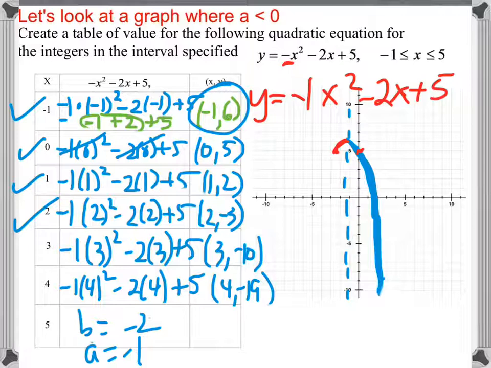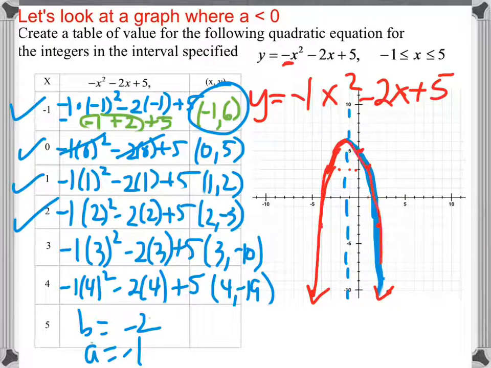So if this next point were 1, 2 right here, that was 2 points away from the line of symmetry, so I'm going to go 2 points on the other side. Okay, so there's that point. Then 2, negative 3, that's 3 points away, so I'm going to go 1, 2, 3 points on the other side. And 3, negative 10 is 4 away, so I'm going to go 1, 2, 3, 4 away on the other side. And that completes the drawing of my graph right there.